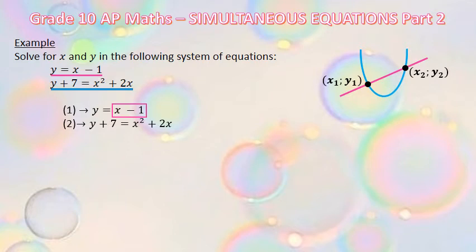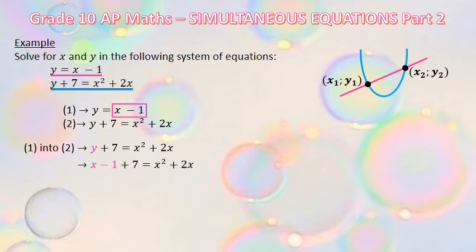Let's check that from equation 1, is one of the variables the subject of the formula? Yes, it is. y is already all by itself. So we can take x minus 1 and note that we can replace any y we see elsewhere with x minus 1 instead. So equation 2 has y plus 7 equals x squared plus 2x. Instead of writing y plus 7, we can write x minus 1 plus 7, because that is another outfit for y. That is what y is equal to. And now we have an equation in terms of one variable, so we can solve for that variable.